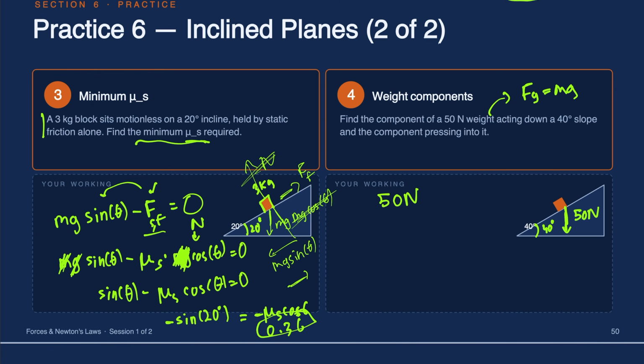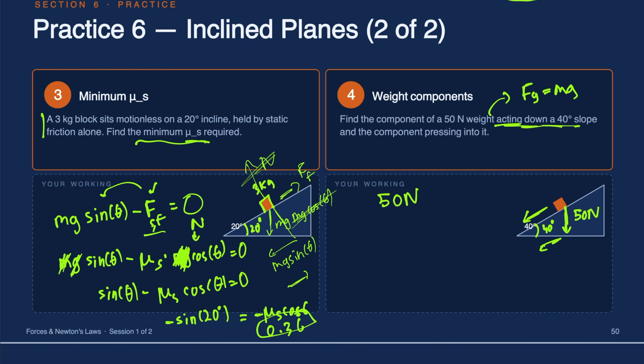So I could do mg, and because I know gravity is 9.81, I could find the mass, but I don't think I need the mass right now. So I'm just going to keep it that way. Okay? But you could find the mass. What is the component acting down a 40 degree slope? That's going to be the parallel component, right?